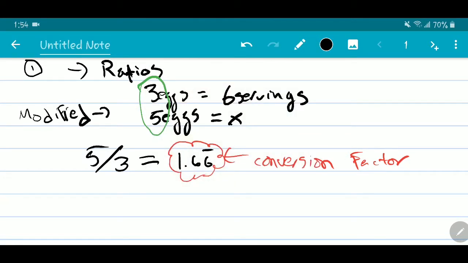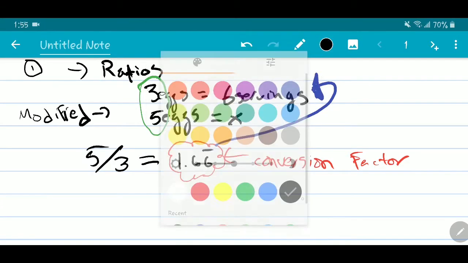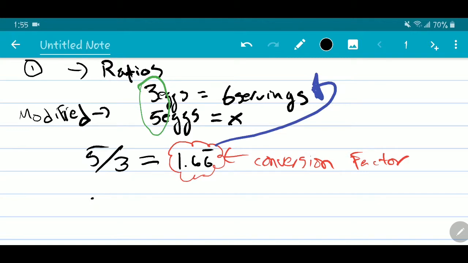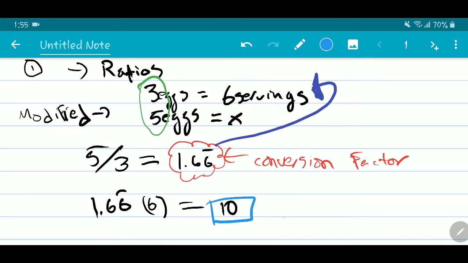Then we use that number and multiply it all the way back by the amount of servings we have. So that would be 1.66 multiplied by 6 servings, and the answer is 10. So we have 10 servings for 5 eggs, and the answer choice is C.